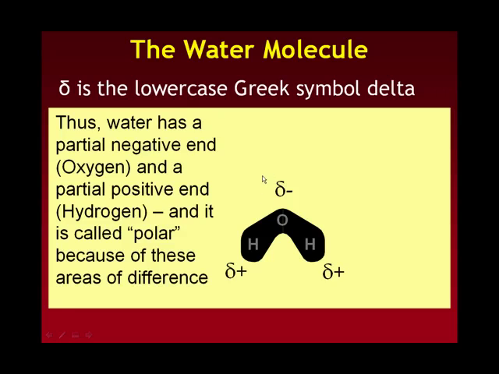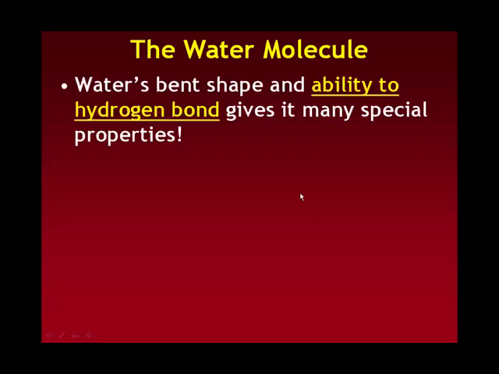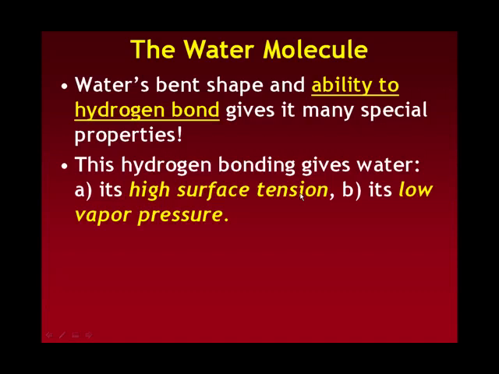Now, these negative ends get attracted to the positive ends of other water molecules. And this is what we call hydrogen bonding. You really don't need to know much about hydrogen bonding. You really mainly just need to focus on your covalent, ionic, and metallic bonds. But it's some of these special properties of water that give it its special properties, specifically its high surface tension and low vapor pressure.